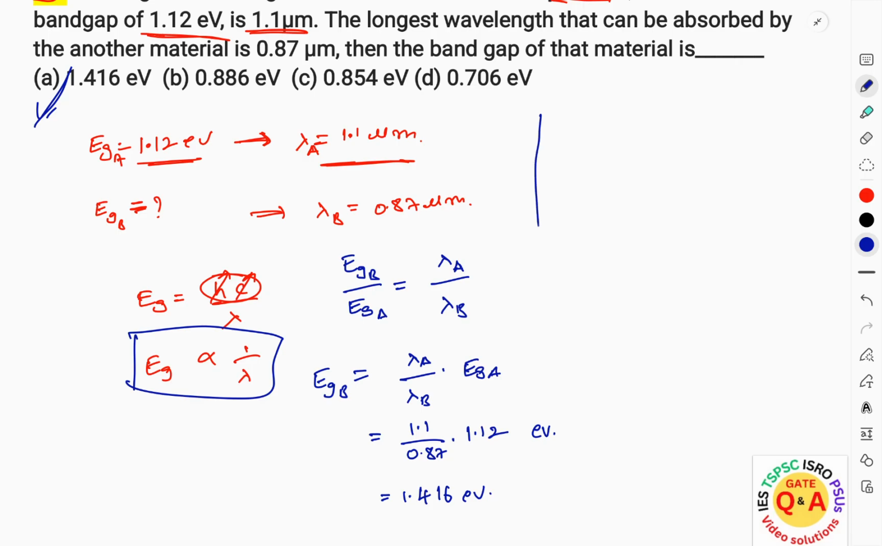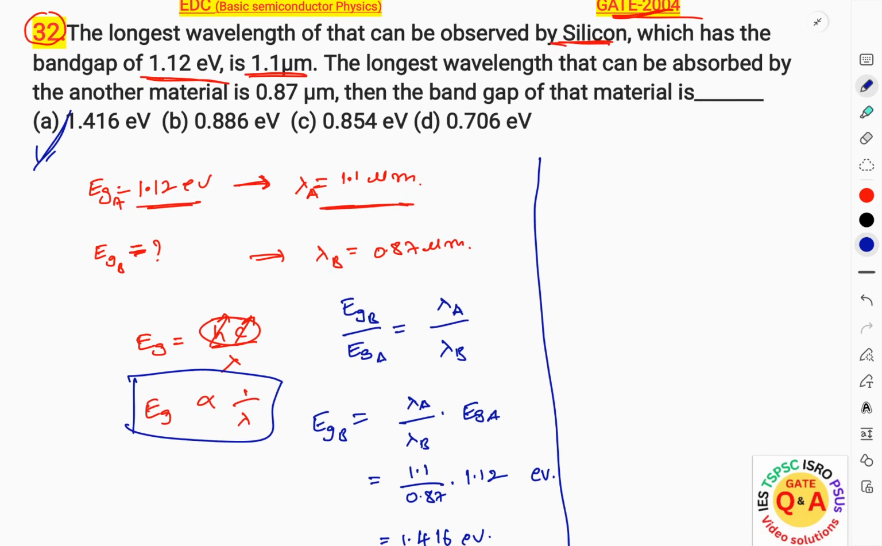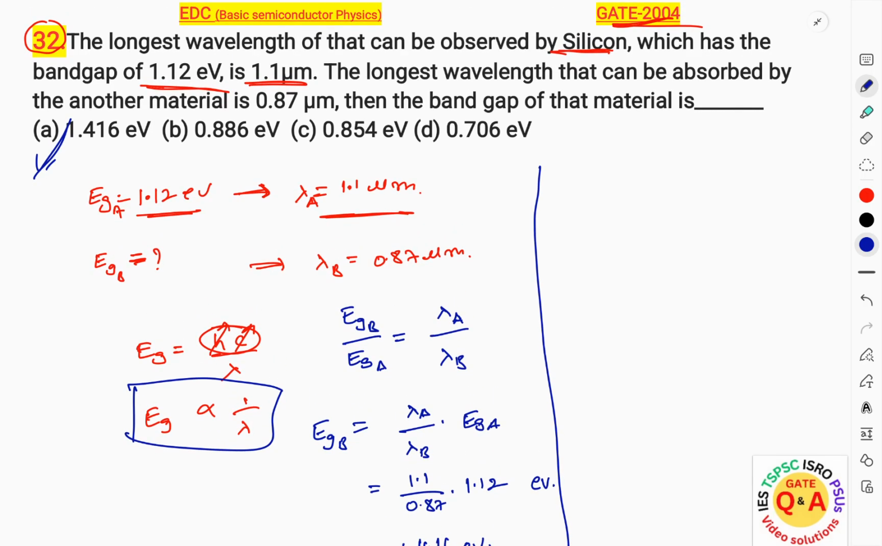This is one way of solving this question. There is a direct formula for energy band gap. Energy band gap is equal to 1.24 by lambda in micrometer. This is a very important formula for IES and state exams like AE, Polytechnic. Remember this. We have no need of the first case also.